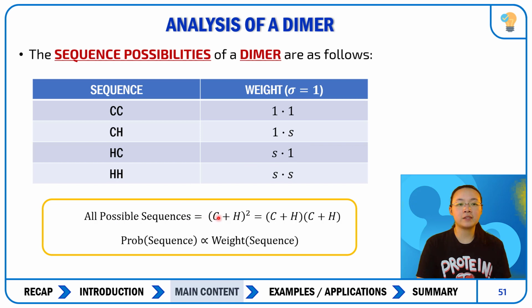So if I have (C + H)^2, because I have a dimer, I have (C + H) times (C + H) sequences, and I can actually get all the terms out right away. The next thing to note is that the probability of your entire sequence is going to be proportional to the weight of your entire sequence. These are just some tricks or tools that you can use in case you ever have to figure out all the possible sequences for, let's say, a trimer or an N-mer. It'll get a lot worse the longer your chain gets.